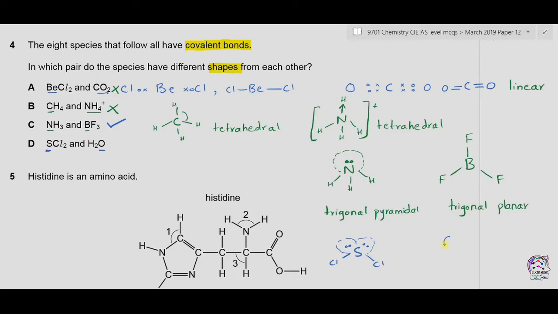The structure of water is also similar because oxygen also has 2 lone pairs of electrons and 2 single covalent bonds are being formed with hydrogen. So both structures are bent structures. So therefore D is incorrect. The only correct option is C.